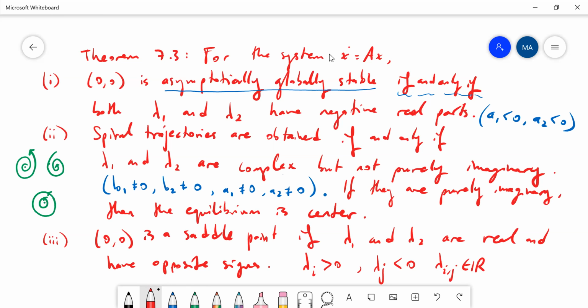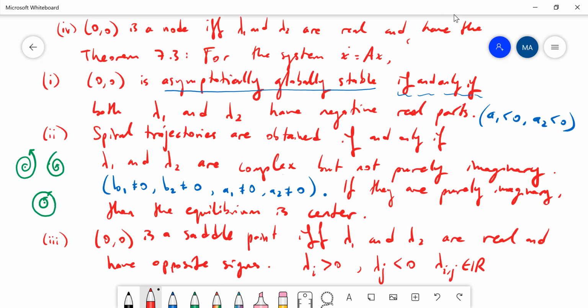Then we have 4, 0, 0 is a node. So this is also if and only if lambda 1 and lambda 2 are real and have the same sign. Okay? So if both are positive, it is called a node. If both are negative, it is called a node.